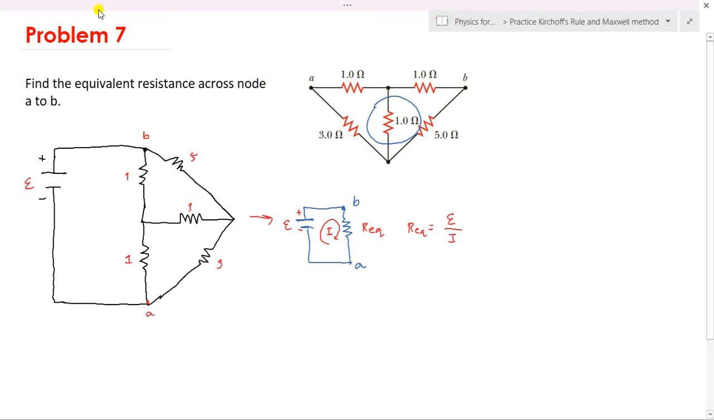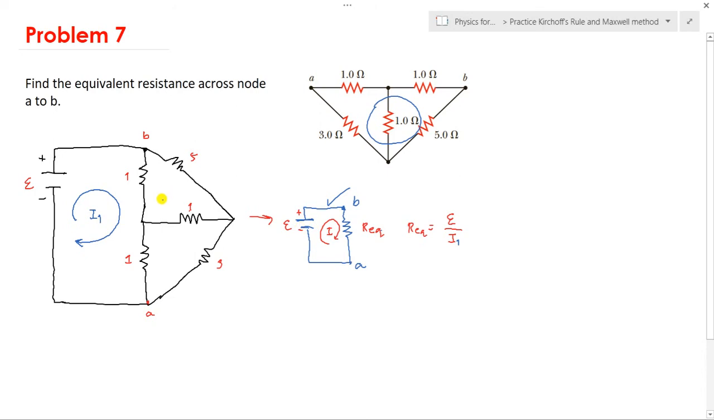So here, we're going to use the Maxwell method. For the Maxwell method, the obvious loops in the new diagram we generated are 3 loops. The first one is here. Assume this is my direction. I'm going to label this one as I1. So I1 is just equal to the I that we assumed here, right? So if we can find an expression E over I1, that is just equal to the R equivalent that we are looking for.